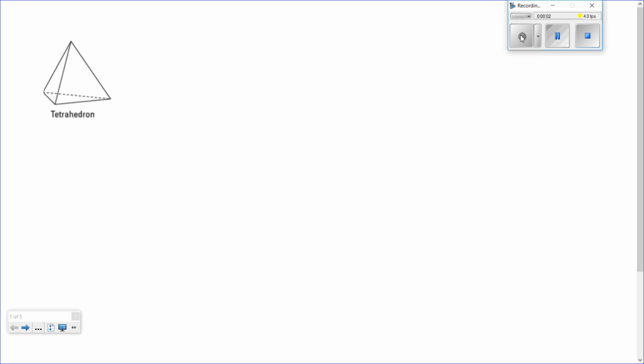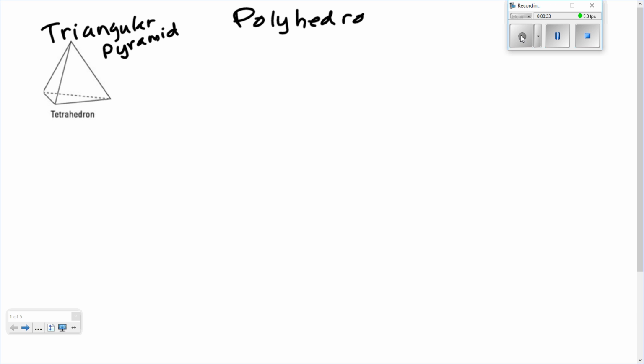Okay, you've seen this shape before in our previous lesson. It has a different name right now, this tetrahedron. Originally, we were calling it a triangular pyramid. So it can be called a tetrahedron. There's also some other shapes that we're going to see right now that all fall under this title of polyhedron.